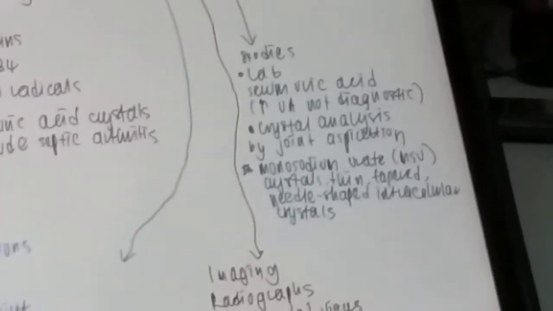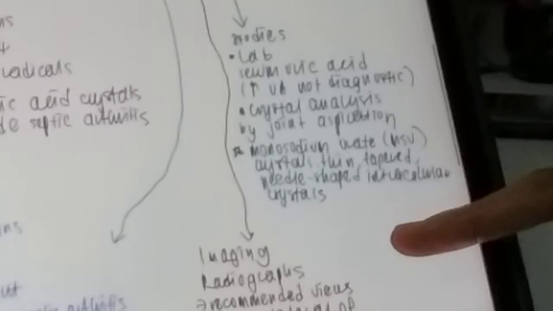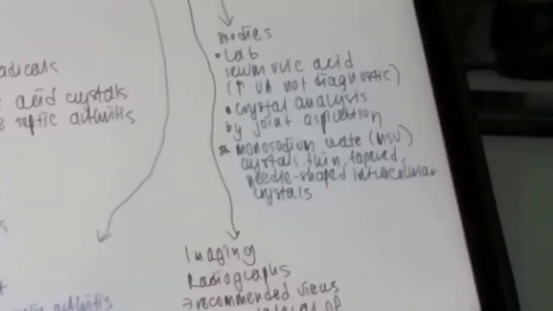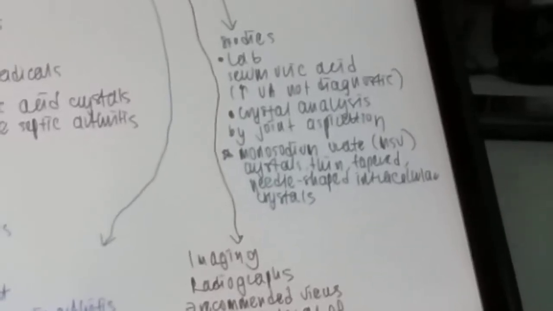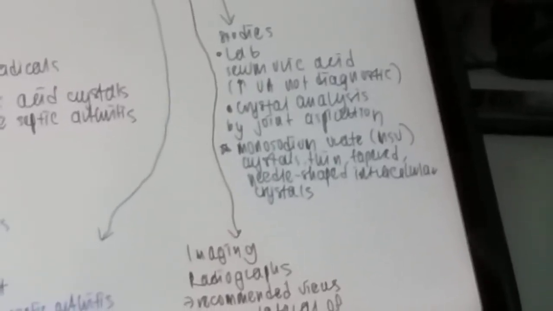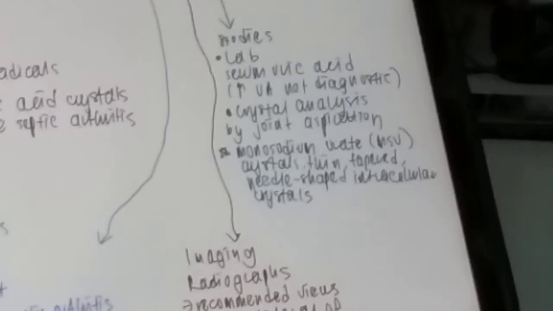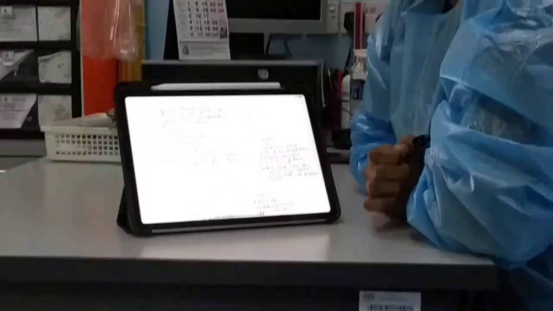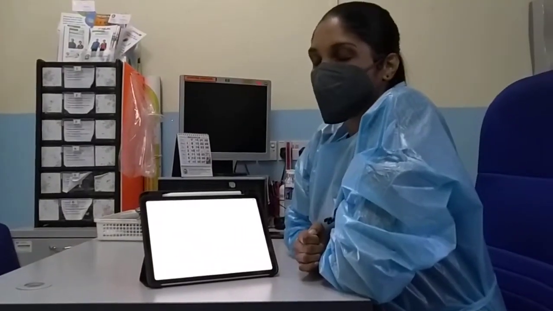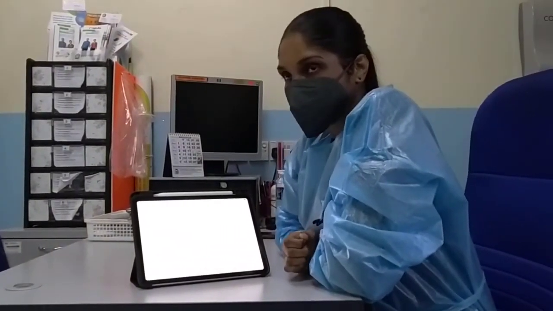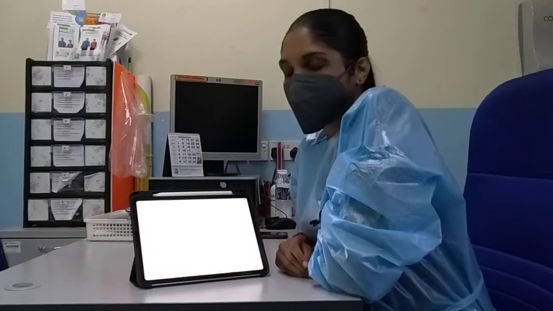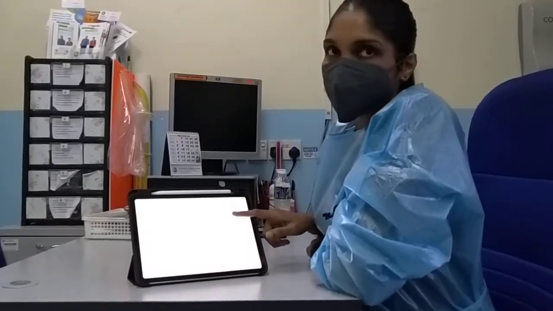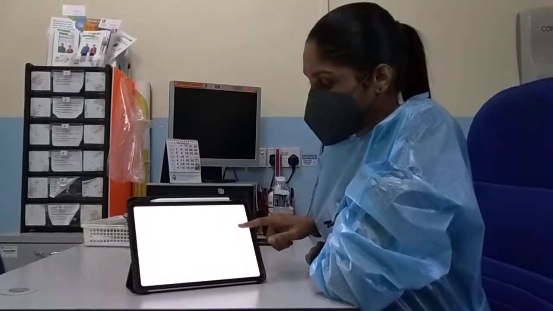From joint aspiration, monosodium urate crystals will be thin, tapered, needle-shaped intracellular crystals. They are negatively birefringent crystals. Compared to pseudogout, which has calcium pyrophosphate dihydrate deposition in the joint, gout usually has monosodium urate deposition.